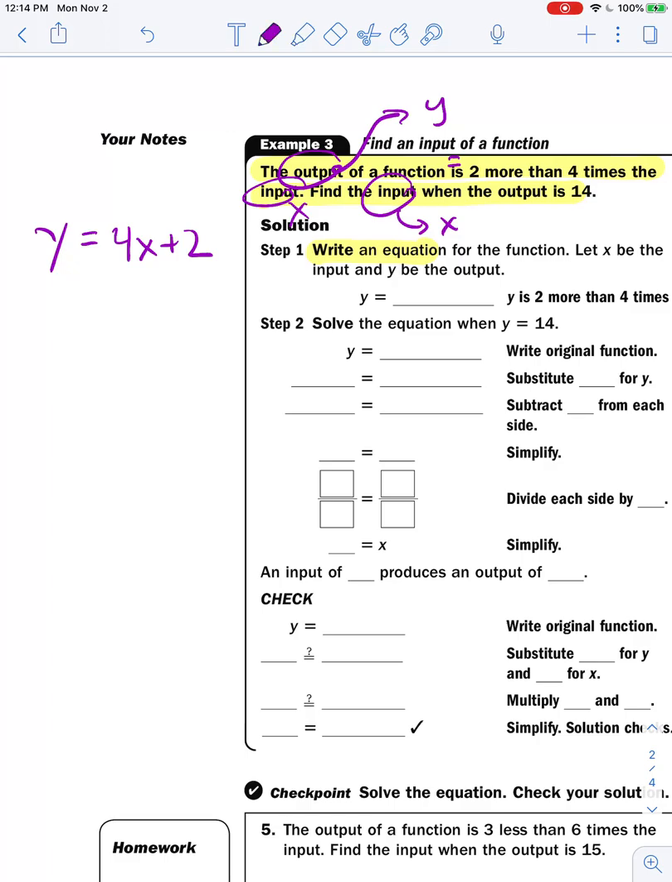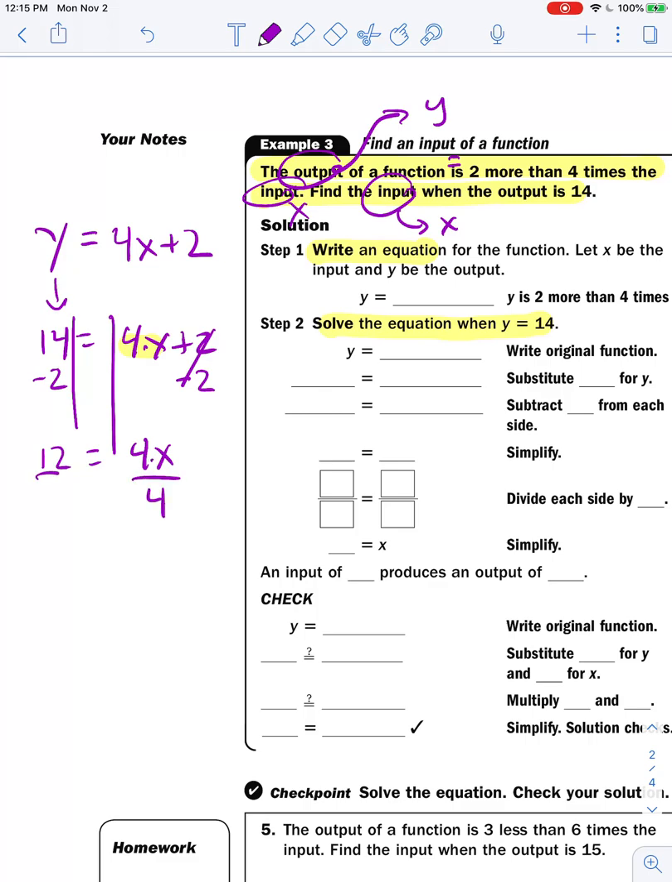Now it's just like the other problems we've been doing. When it says to solve the equation when y is 14, we're going to put in a 14 here and work backwards to find out what the x equals. Keeping in mind that the x and the 4 are connected, so those will stay together till the very end. We have to get rid of the plus 2 by using a minus 2 on both sides. So 12 will equal 4 times x. Now they're going to separate since they're multiplied together. They'll separate through division, and x will equal 3.